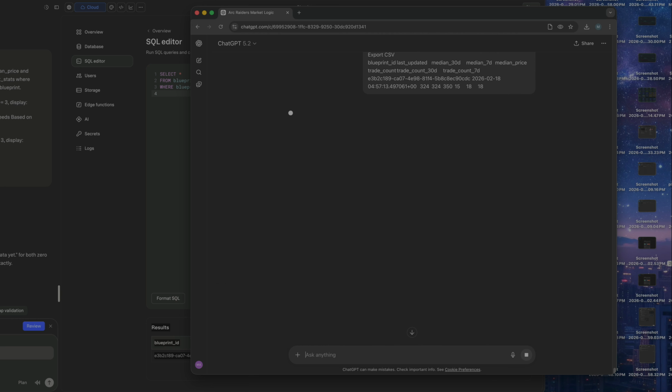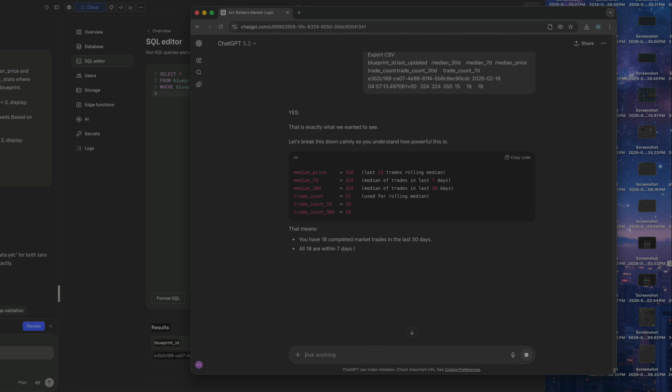That's it. No extra syntax, no wrapping, just for both. And paste so I can see and verify. We're verifying live engine behavior now. Yes. That is exactly what we wanted to see. Let's break this down calmly so you understand how powerful this is.